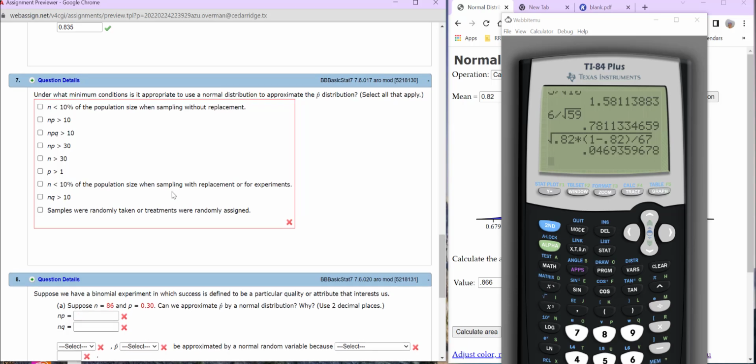All right. Under what minimum conditions is it appropriate to use a normal distribution to approximate the sampling distribution? That's really the sampling distribution for proportions. Well, we know that n has to be less than 10% of the population size when sampling without replacement. We know n times p has to be greater than or equal to 10, and n times q has to be also greater than or equal to 10, technically. And then samples were randomly taken or treatments were randomly assigned. So these two are part of the same condition. These are called the large counts condition, and this is called the 10% condition.